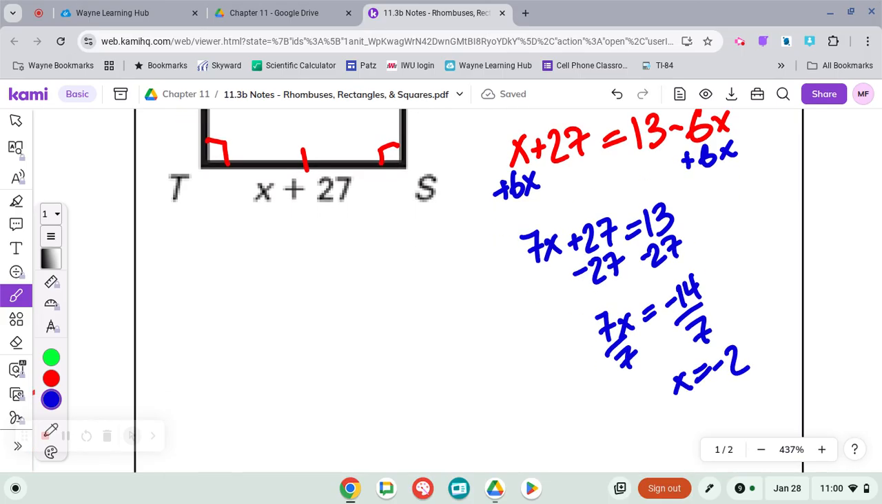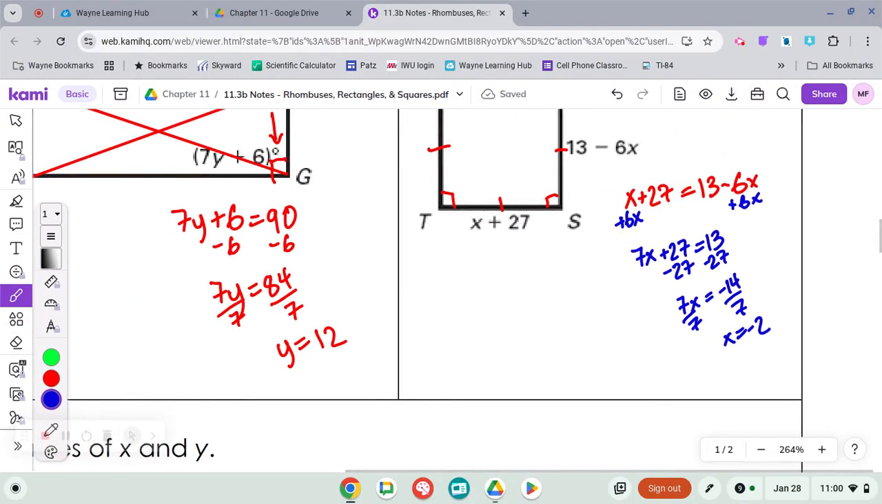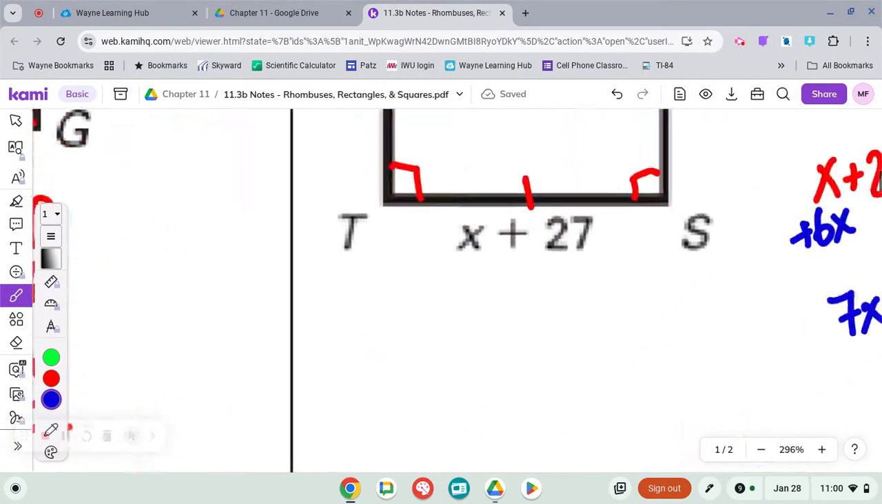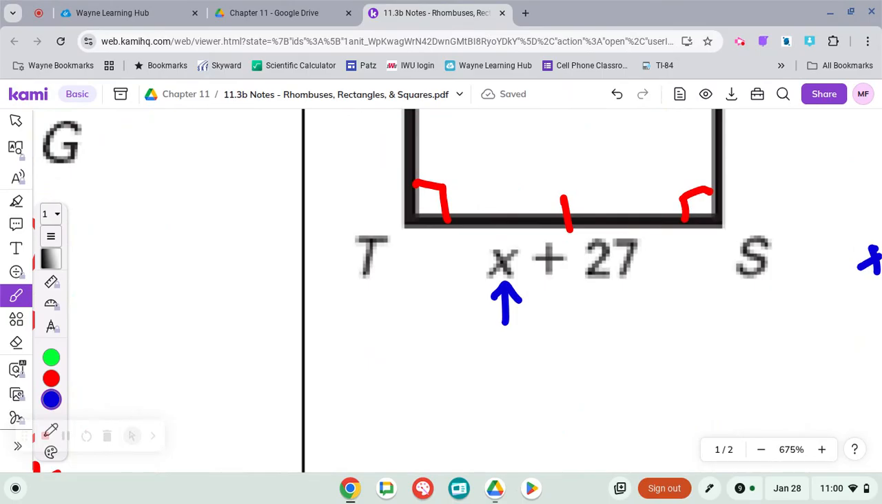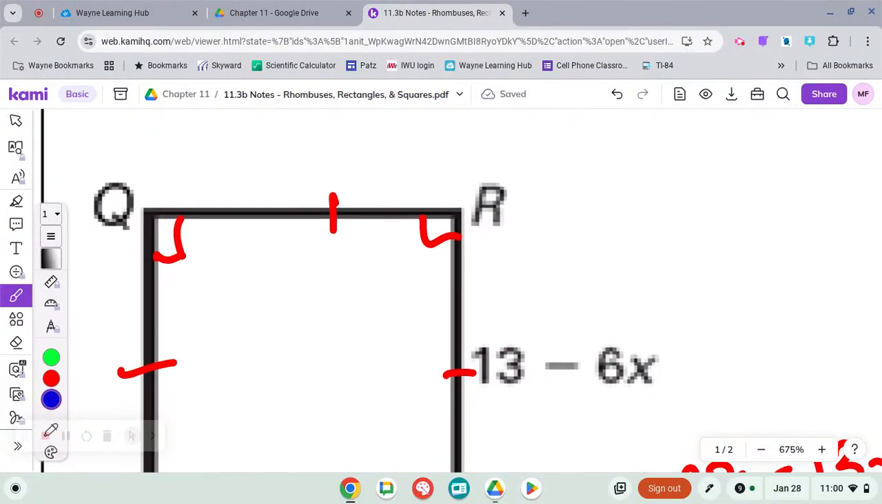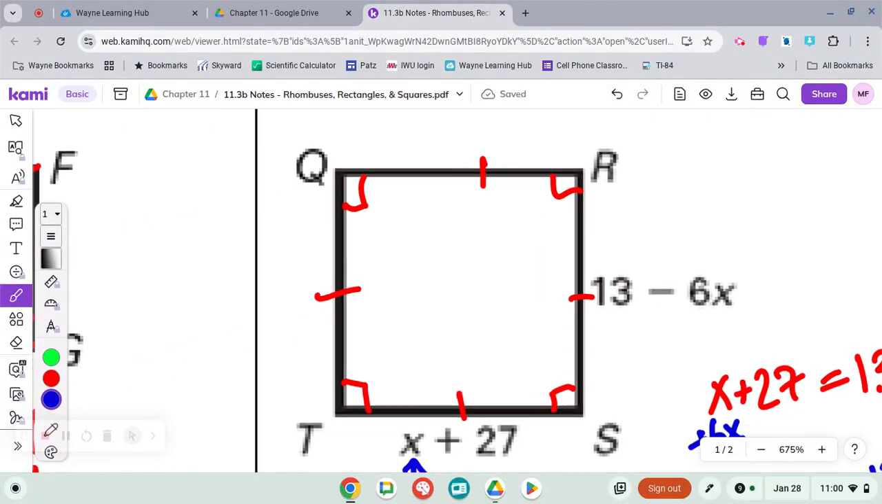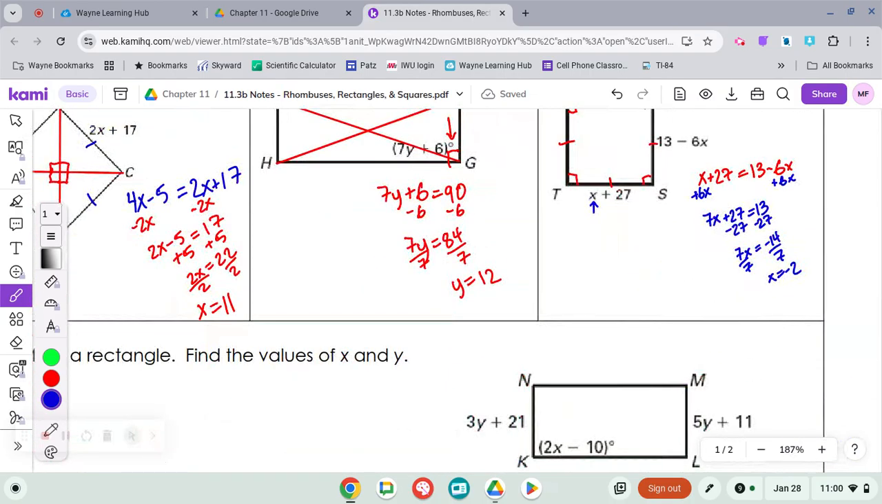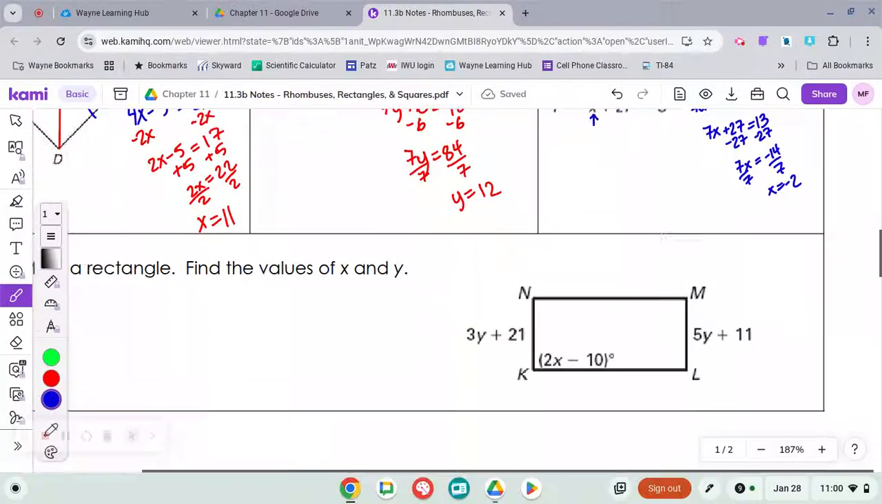Now right off the bat, some of you might say, how can that be possible? How can a side have a negative value? And I agree with you, our side cannot have a negative value. However, the question is, what is x? x equals negative 2. If we substitute that in right here, the side will have a length of 25 because 27 minus 2 is 25. Over here, negative 6 times negative 2 becomes plus 12. 13 plus 12 is 25. You'd get 25 for all your sides. So you can't have a negative value for the side length, but you can have a negative value for your variable.